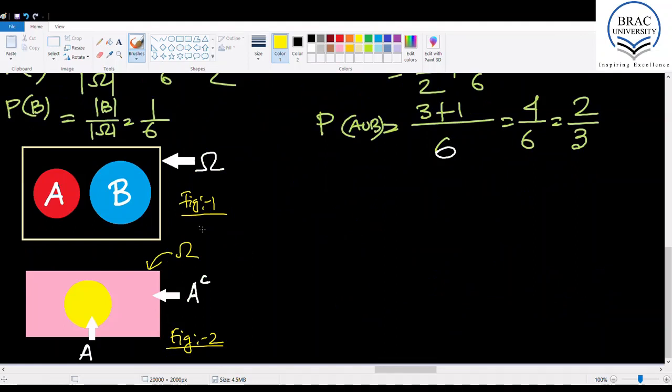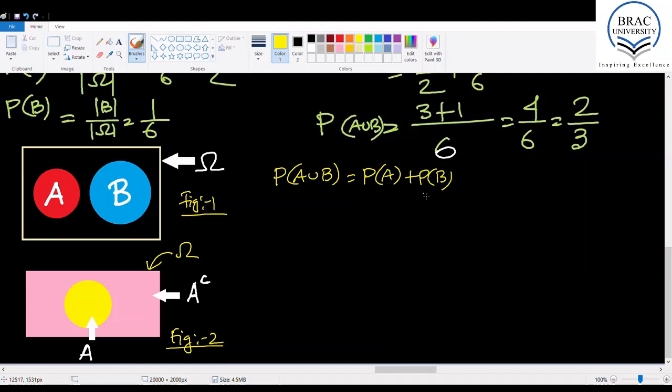You see figure 1, and it's the Venn diagram representation of our axiom 3, where A and B are representing two disjoint events. These two events are disjoint, that's why there is no common element in between these two events. So there's no overlapping, so they satisfy axiom 3.